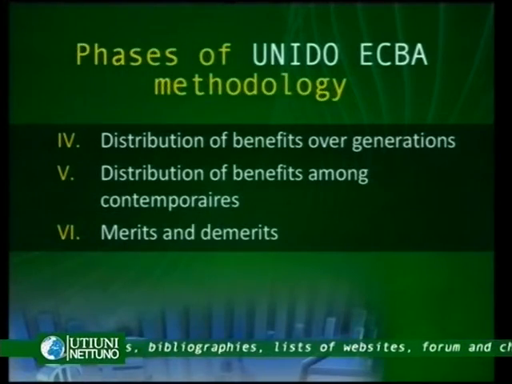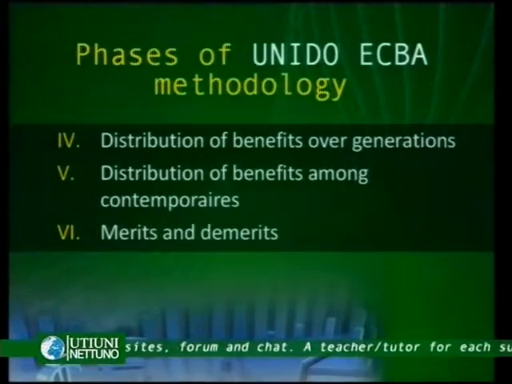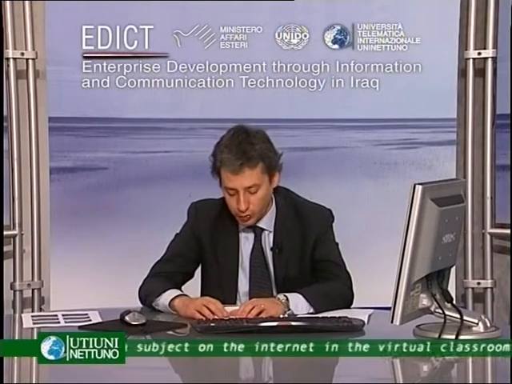Phase 5 is about distribution of benefits, not over generations, but among contemporaries. So again, here we have to look at distribution weights and analyze how these distribution weights across social groups account for the final performance of the project. So as we said, in phase 2 we are interested in understanding who is gaining and who is losing from this project in terms of social groups, and here instead we are specifically measuring the weights, the adjustment factors that allow us in the end to determine a weighted outcome of the project that also accounts for distribution effects of the projects.